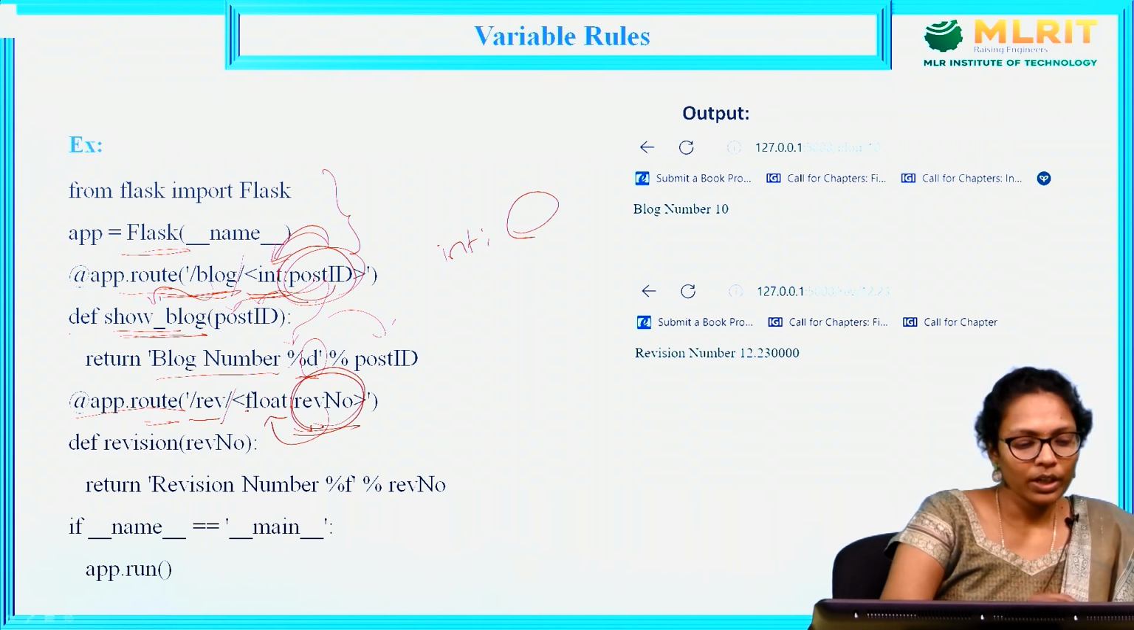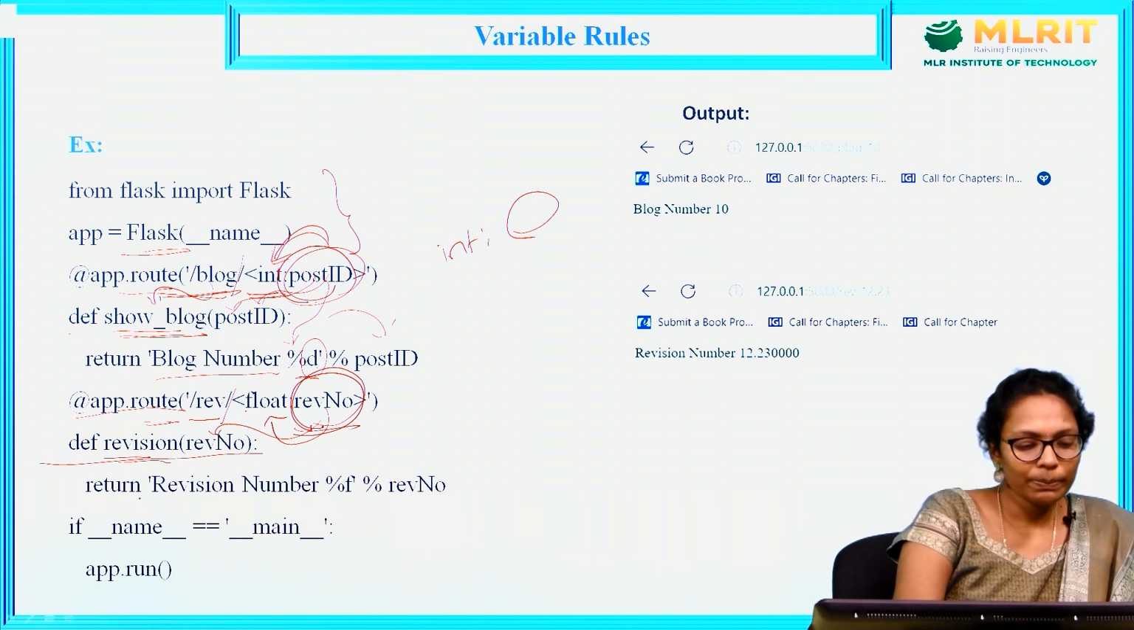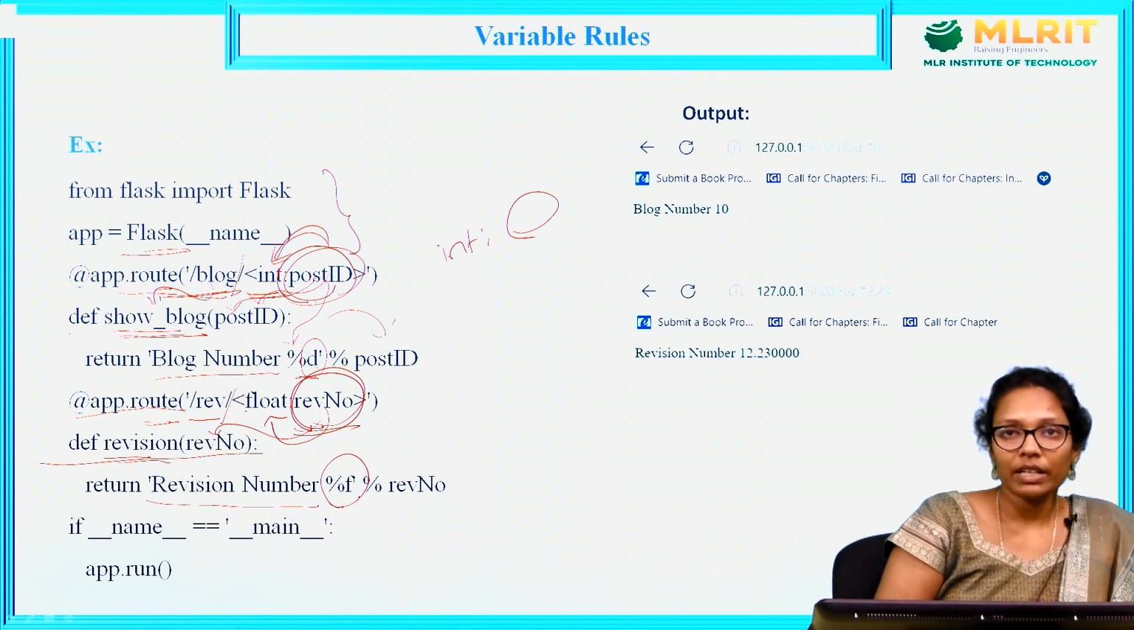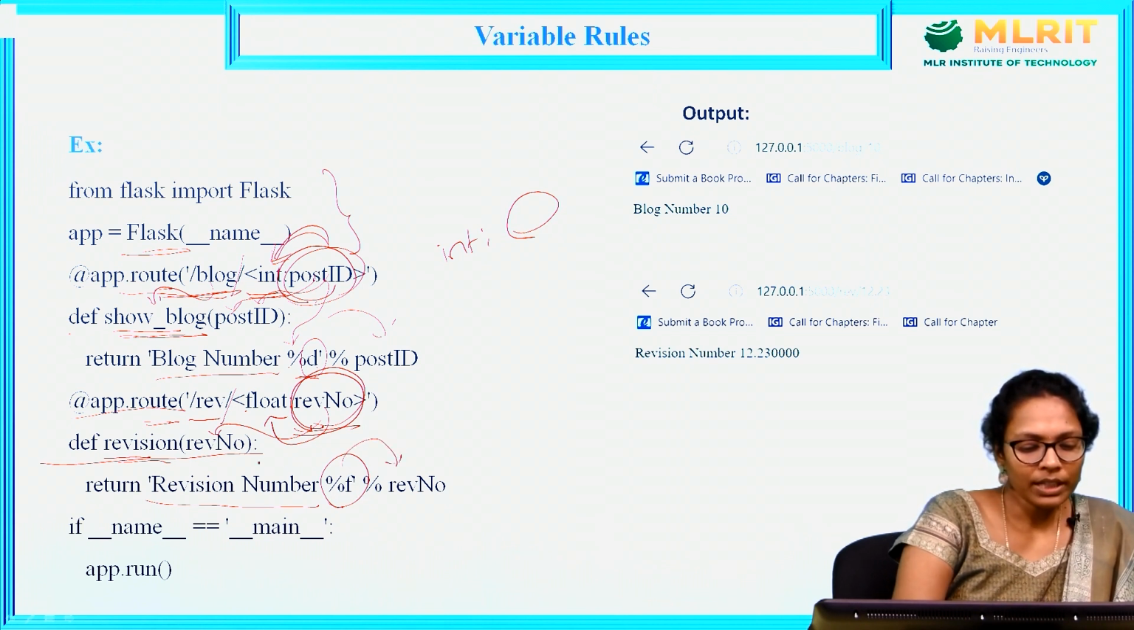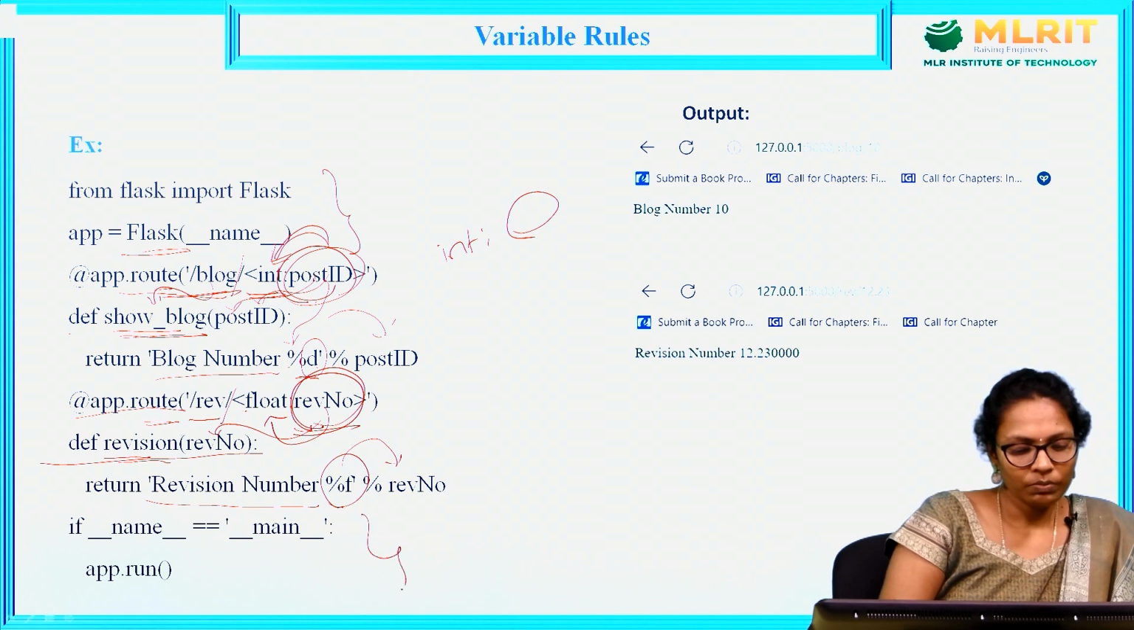So float colon reverse number. For this URL, which method will be executed? The revision method will be executed. This revision method is taking the same float parameter, revision number, and it is displaying the same number, revision number, %f. So %f indicates a float value. And what is this f? It is the reverse number. The variable name you have to mention after closing the quotes. So that's all. This we know.